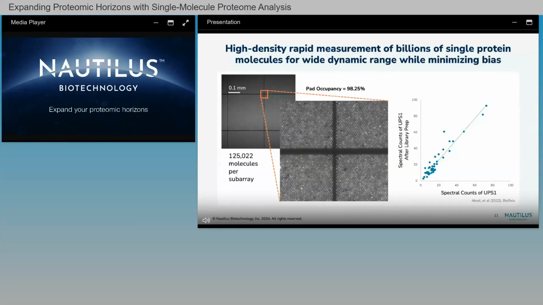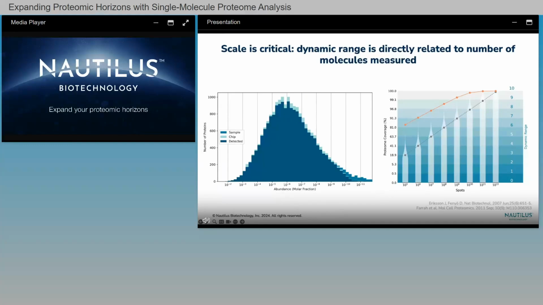As I mentioned, one of the most important aspects of our platform is its scale. From day one, we knew that we would want to measure billions of individual protein molecules. And as I alluded to, the number of protein molecules is directly related to the dynamic range of the platform. To examine this, we did simulations to examine how, depending upon the number of molecules analyzed, what that led to in terms of sampling of molecules from a sample deposited on the flow cell. And what you can see here on the right is that relationship.